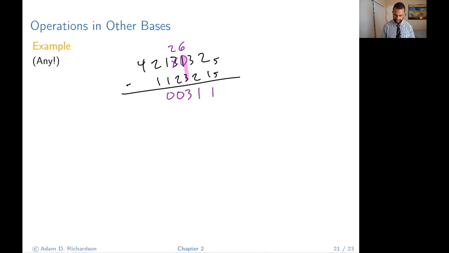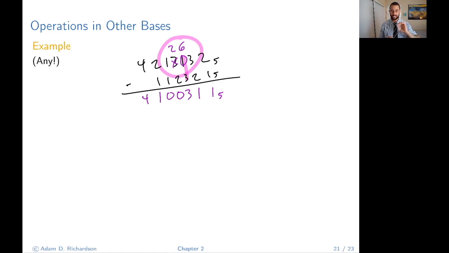1 minus 1 is 0. 2 minus 1 is 1. And then 4, and that's it. That is it. That's the idea. A lot of students get really confused with this particular part of it. This is the part that you have to pay the closest attention to.